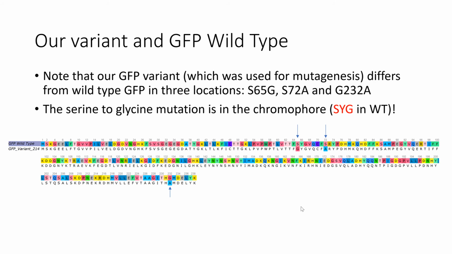Interestingly, the wild type fluoresces more brightly than our variant. They both fluoresce green, and they're both quite visible, but the wild type is in fact substantially brighter. So you want to keep the chromophore in mind generally when you're talking about your lab report, and you're also going to want to keep in mind that you might even have a mutation to the chromophore itself.